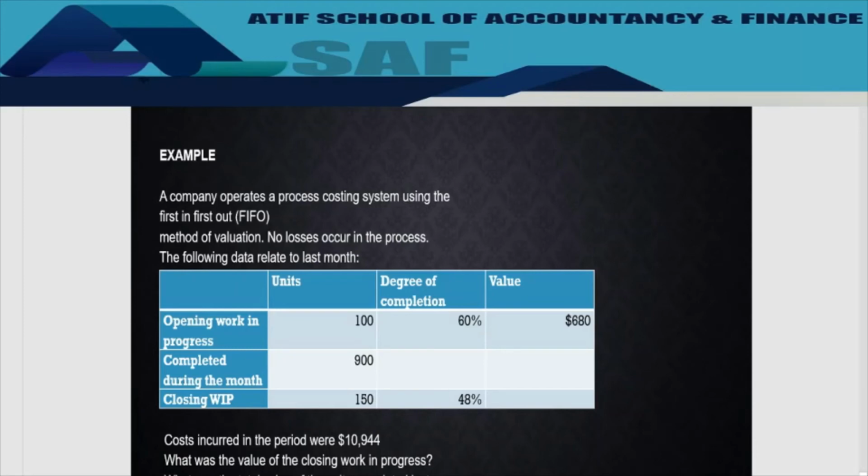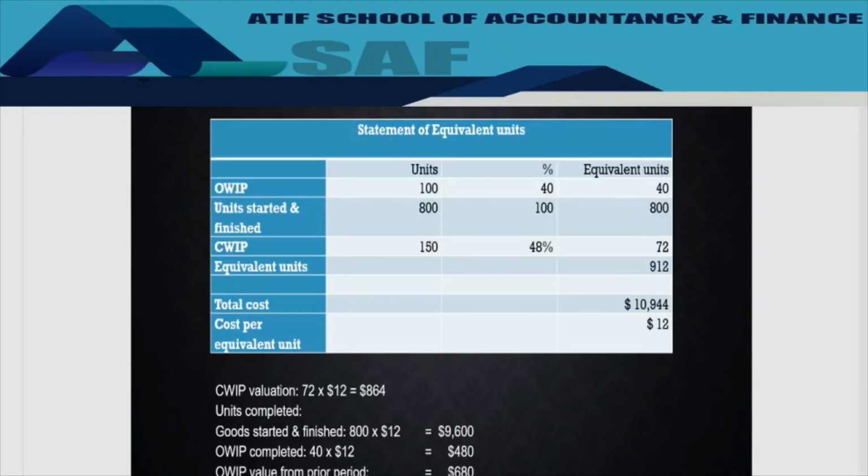To calculate the statement of equivalent units, first we have to recognize how much percentage of work would be done in the current period. If the opening work in process units are already 60% completed, then 40% remaining work would be done in this period. So 100 units would be multiplied by the required percentage to complete, 40%, and it will give you the equivalent units of 40.